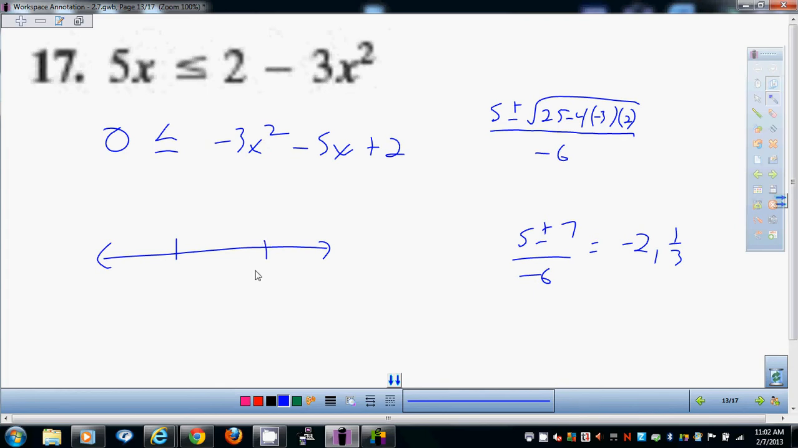What's the most logical choice to check? 0. Plug in 0. I'll just plug it into this one. That's going to be 0 minus 0 plus 2. Is 2 greater than 0? Yes. Who has a prediction about what these other two are going to be?